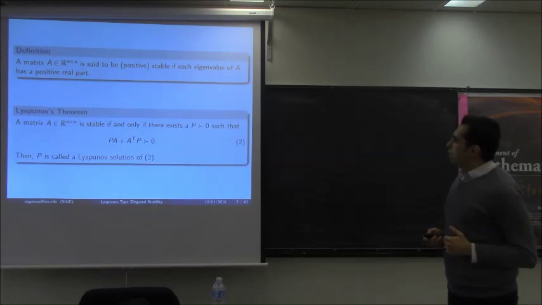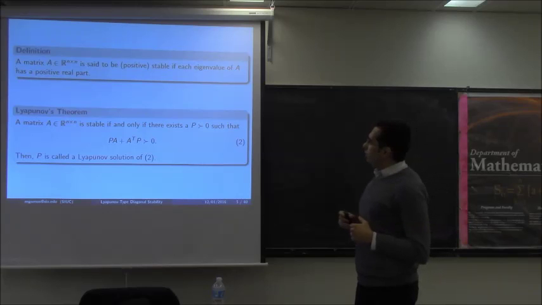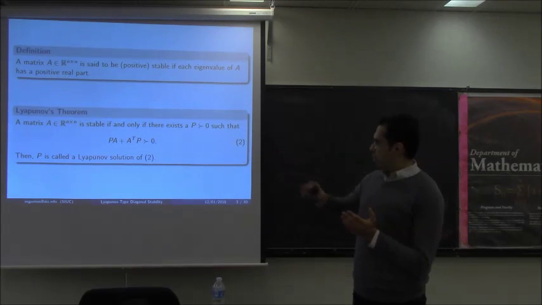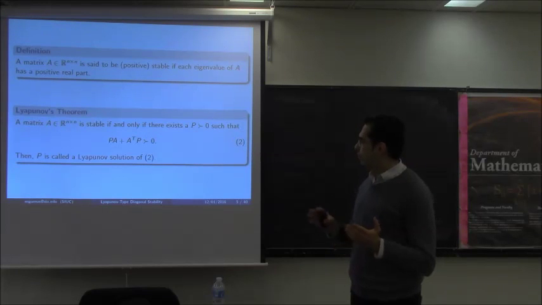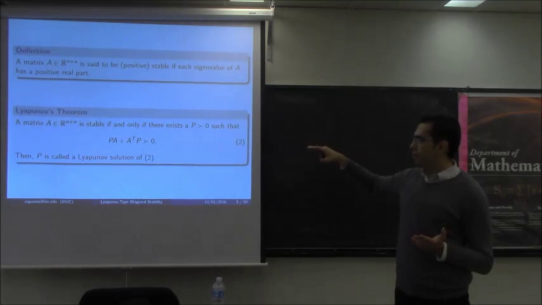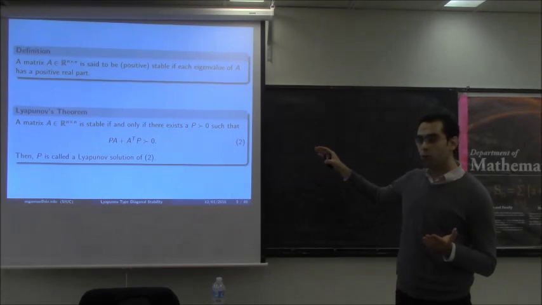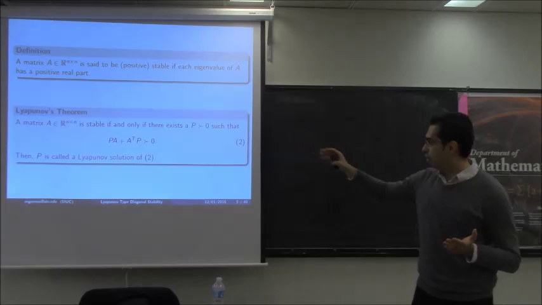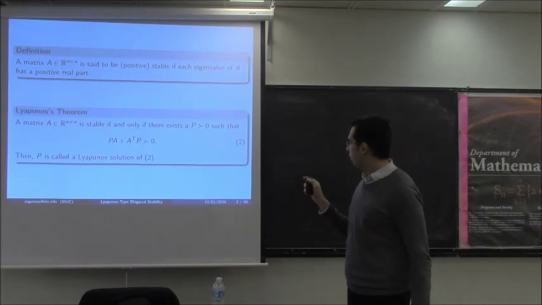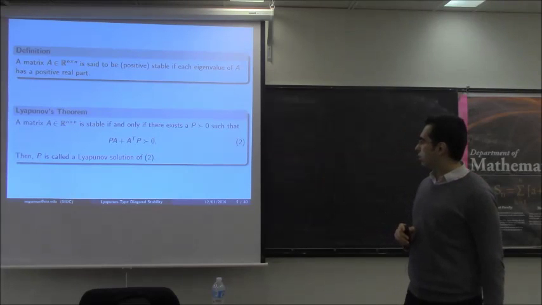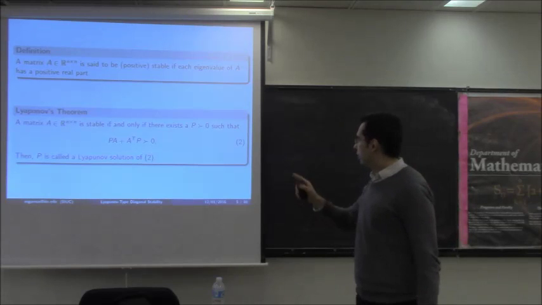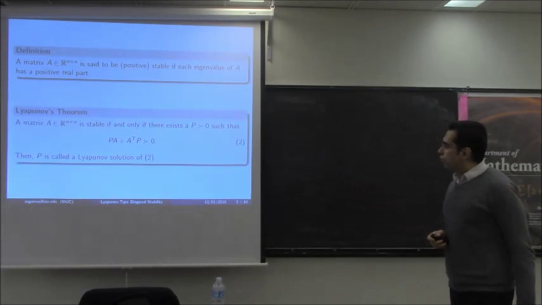Now, this stability of a matrix can be characterized by using a matrix equation. This is the celebrated Lyapunov theorem, which says A is a stable matrix if and only if there exists a positive definite P such that PA plus A transpose P is a positive definite matrix also. And this P is called a Lyapunov solution of this matrix equation here.